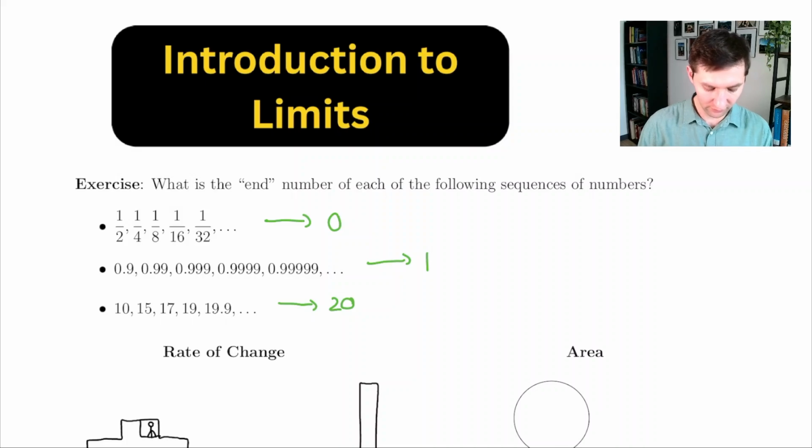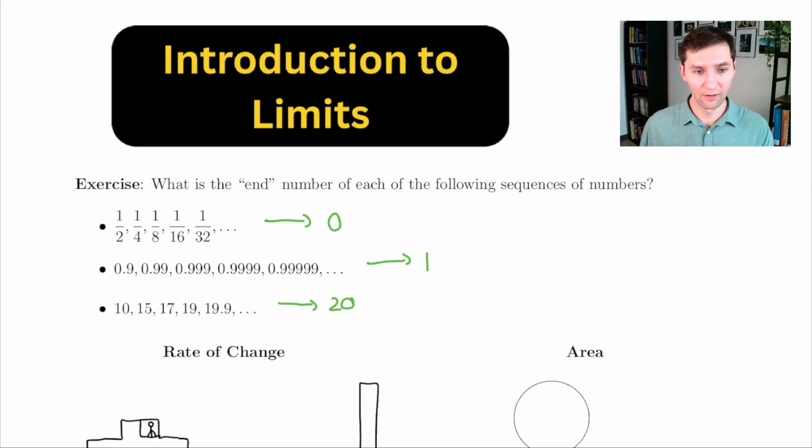Note that I put quotation marks around the word end. That is because these sequences don't actually have an end number. By the end number, I mean the value to which the terms in the sequence get closer and closer. That value is called the limit of the sequence. So for example, 20 is the limit of the third sequence because the terms of this sequence get closer and closer to 20.